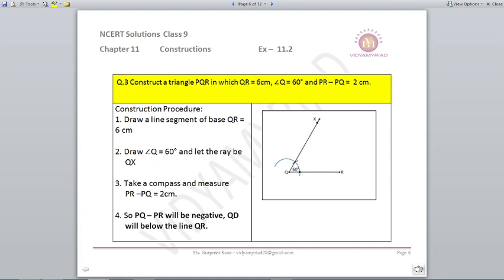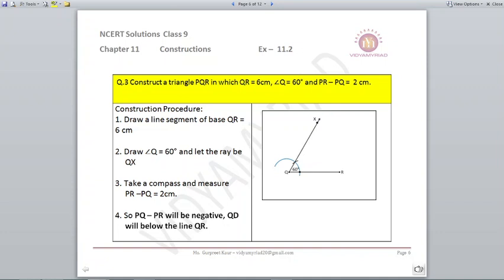Next, construct a triangle PQR in which QR is 6 centimeters, angle Q is 60 degrees and PR minus PQ is 2 centimeters. Now, for making a triangle, I should have the information PQ minus PR. What happened is they have given us PR minus PQ. So if I do PQ minus PR, it becomes minus 2 centimeters. Minus 2 centimeters means the arc that I will cut on the line QX will be downwards, below QR. So let us begin this question and then you will understand it properly.